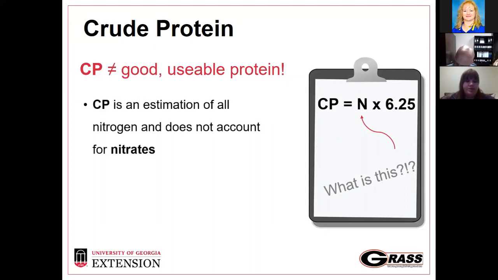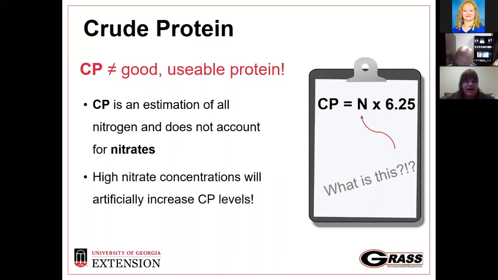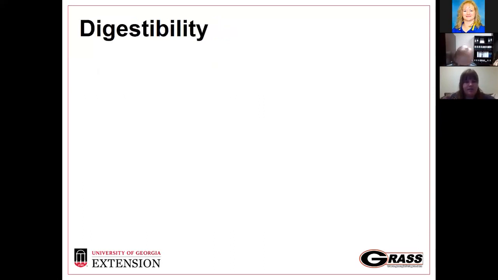We don't always know what form that nitrogen is in. And so crude protein estimates all the nitrogen, so it's not separating out those nitrates that can be toxic to a lot of our livestock. And so high nitrate concentrations can artificially increase our crude protein levels so that we think we're feeding something good when in actuality, it's pretty toxic to our cattle.